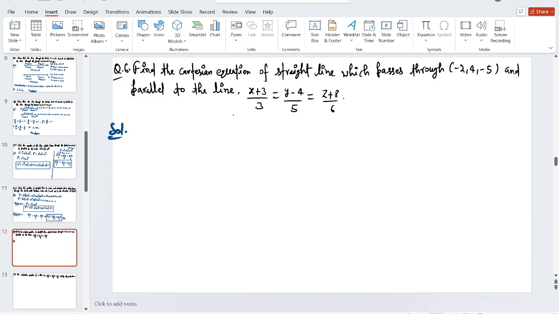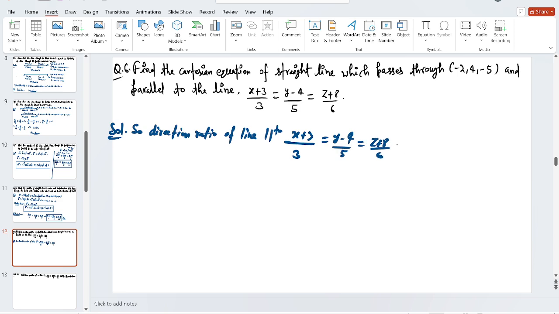Okay, so the direction ratios of the line parallel to x plus 3 upon 3 equal to y minus 4 by 5 equal to z plus 8 by 6 are the same. A equal to 3, B equal to 5 and C equal to 6, because we know that the direction ratios of lines which are parallel are equal. Okay, so A equal to 3, B equal to 5 and C equal to 6.